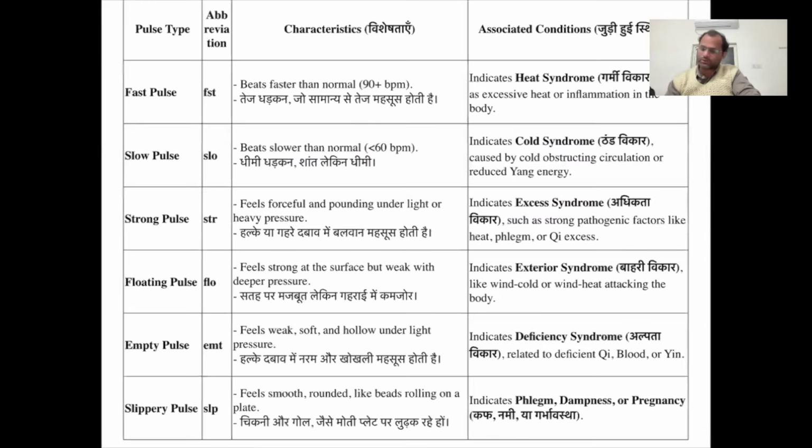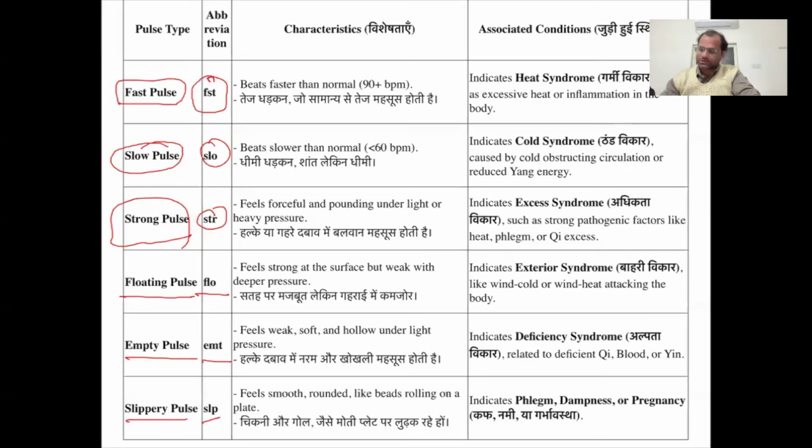So the pulse number 1, FST. We are showing it FST, the fast pulse. Second, SLO, slow pulse. Third, STR, strong pulse. FLO, floating. EMT, empty. SLP is slippery. So we are showing with these shortcut signs. FST means fast pulse. So let's discuss the first two pulses first.